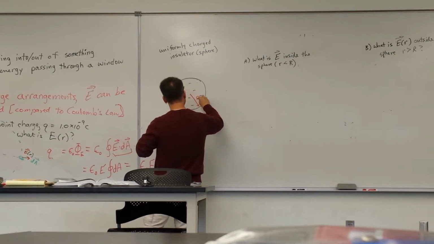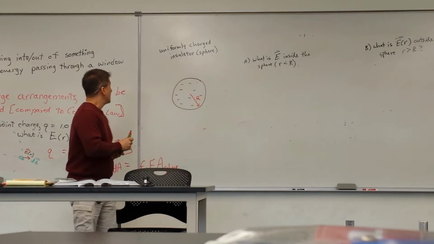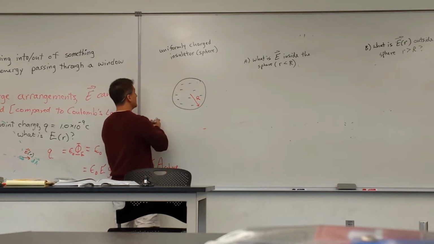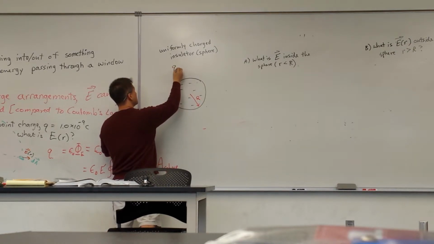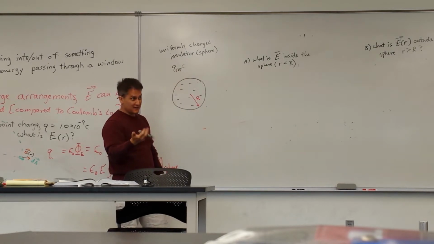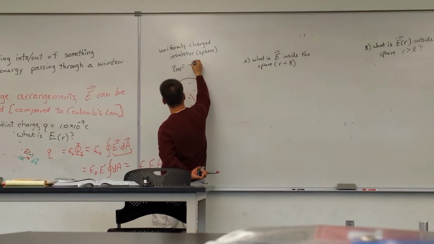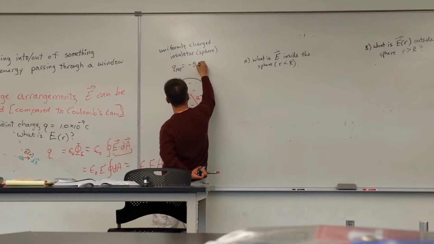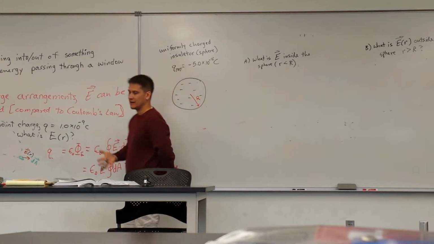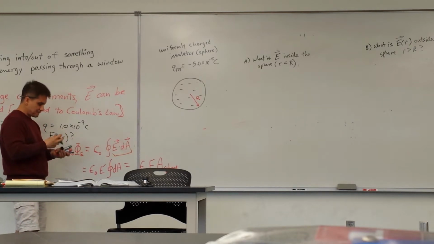So this has a radius of big R, and there's some total charge Q. Let me add that: Q total. For this one I'm going to give a number, and it may be useful at some point in the calculation. So maybe 5 times 10 to the negative 8 coulombs. I don't know if it'll help, but I'd rather not be without a total charge there.